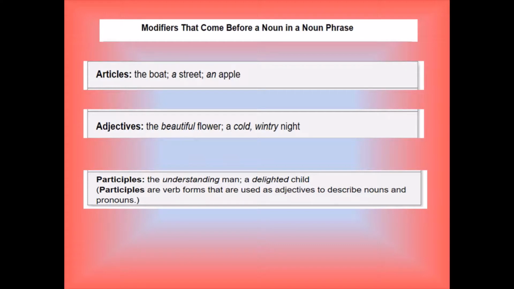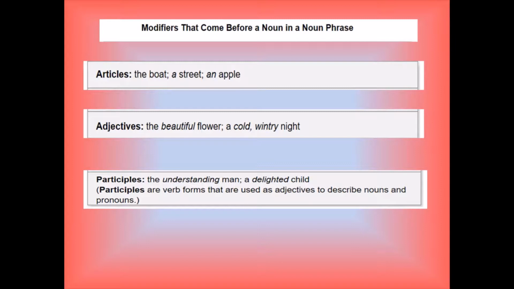Now, here are some examples: the understanding man and a delighted child. Remember, participles are verb forms that are used as adjectives to describe nouns and pronouns. Let us have the first phrase, the understanding man. The word understanding is our participle which describes the word man. It may appear like a verb, but it is used as an adjective.